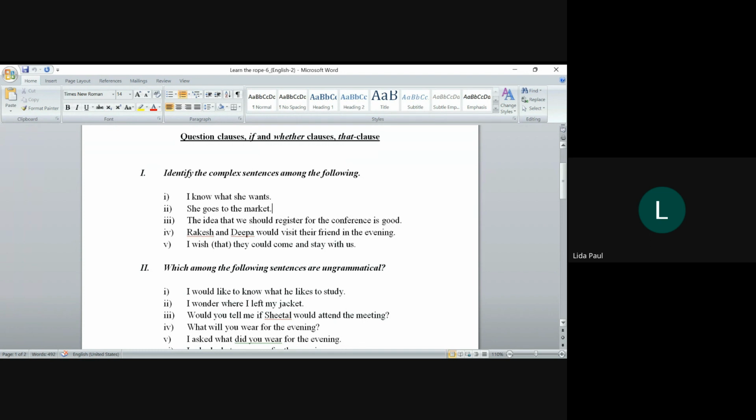I wish that they could come and stay with us. Yeah, this is a complex sentence, right? Whether you write that there or you take it off, it is still a complex sentence because, again, like you synthesized in the first question, I know what she wants. In this question, again, you have I as the subject, wish is your transitive verb, and the rest of it, that they could come and stay with us, or they could come and stay with us, would be a full clause, right? So if it can be replaced with a clause, then definitely it's a complex sentence. Okay?